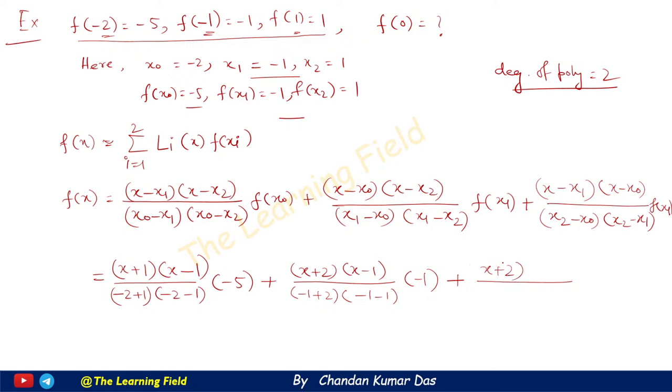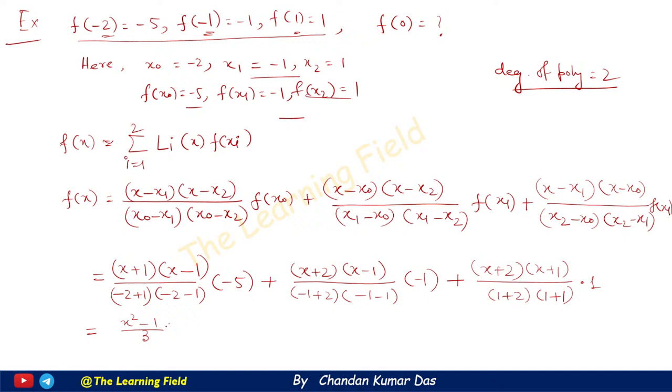Plus x plus 2 into x plus 1 by 1 plus 2 into 1 plus 1, into f of x2, whose value is 1, so into 1. So this is the value. This one is equal to x squared minus 1 by 3 into minus 5.